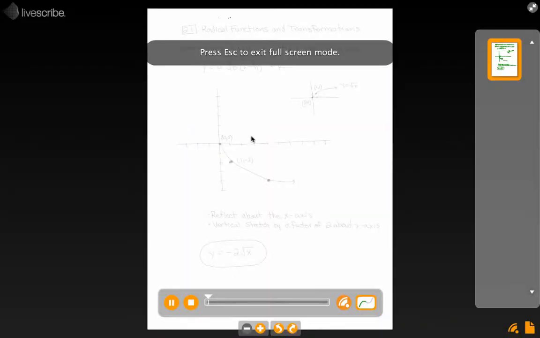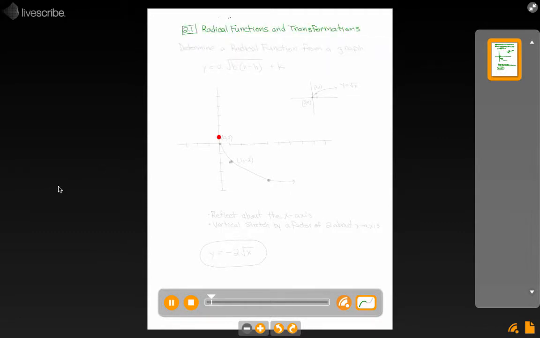Okay, our next example comes from section 2.1. The section is called Radical Functions and Transformations, and the question we're going to look at is, how do we get a radical function from the graph? So in this example, we're asked to determine a radical function from a graph.